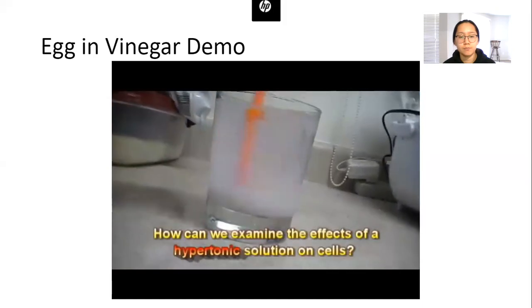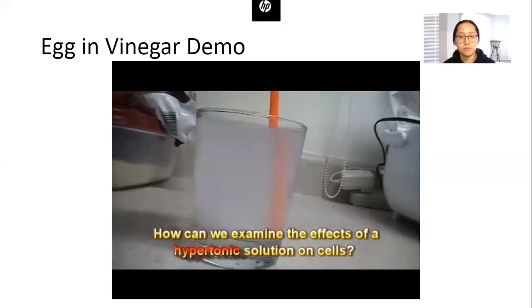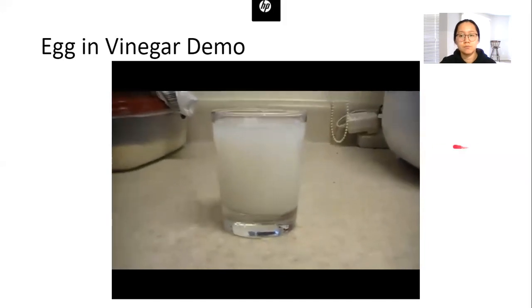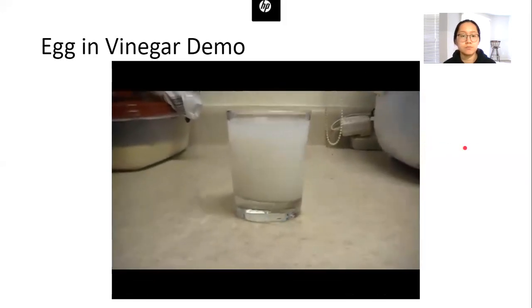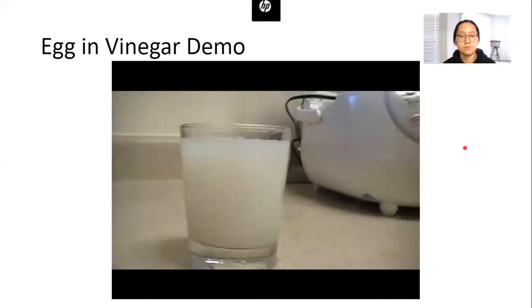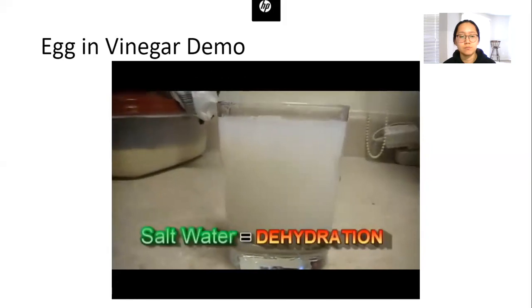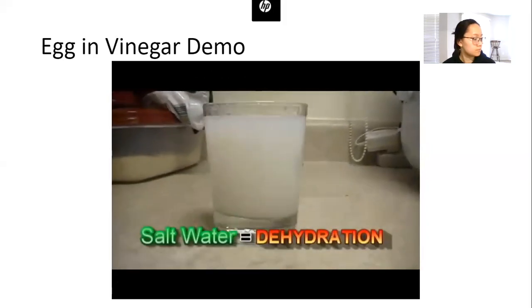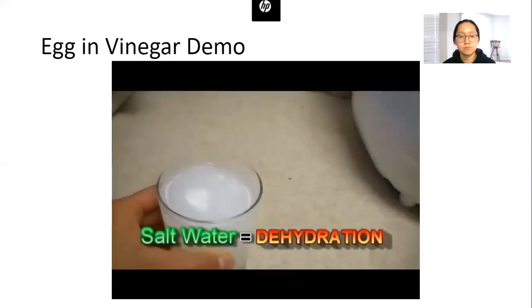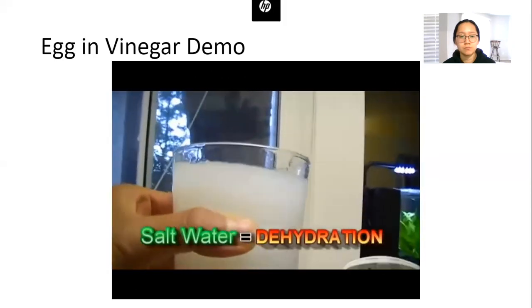How can we examine the effects of a hypertonic solution on a cell? You might be thinking, well, I'm made out of 50 to 70 trillion cells. If I drink this, I'll know what happens to cells in a hypertonic solution. But do not do that. Drinking salt water can be very dangerous as it severely dehydrates you. Nausea, vomiting, and even hallucinations are just a few symptoms of drinking massive amounts of salt water.